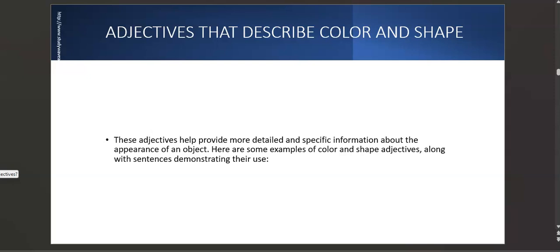Or a shirt that you love, I love the blue shirt. Okay, so this is the essence of adjectives, specifically the color and the shape adjectives. They will tell you about the appearance of the object, or the item you're talking about.